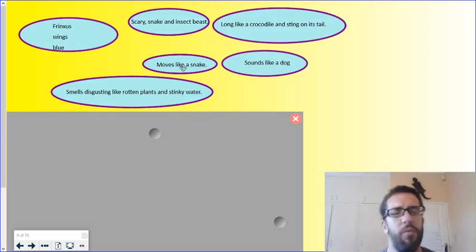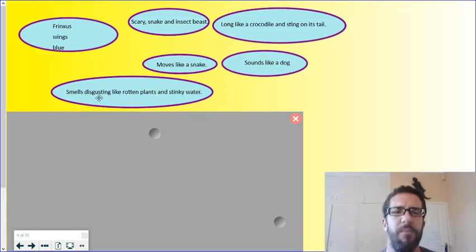How does it move? Well, at this stage, I'm putting down that it moves like a snake. So I'm thinking in my mind, I'm going to use the word slithering in there somewhere, because that's how a snake moves. But I might think of something else. What does it sound like? It sounds like a dog. So I'm thinking, does it bark? Does it whimper? Does it growl? So I'm going to think of my creature making some kind of sound like that.